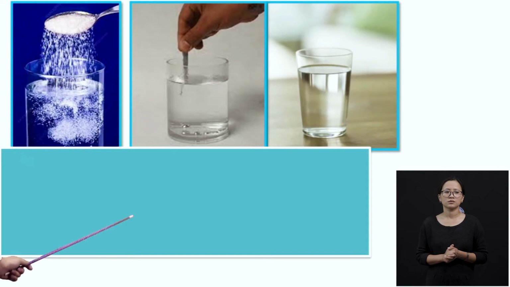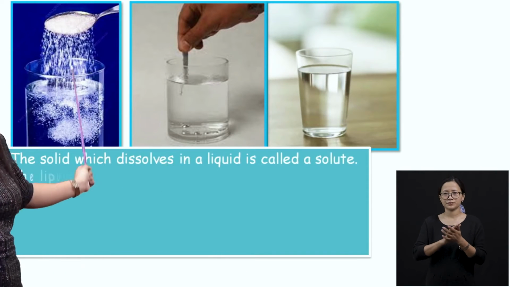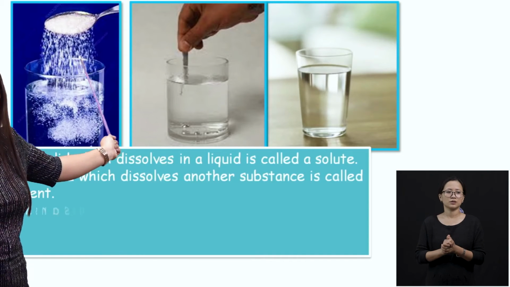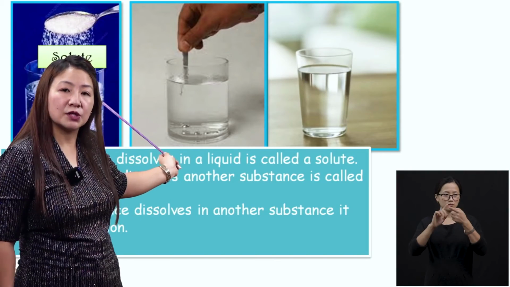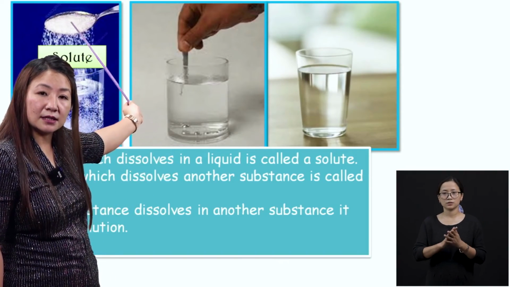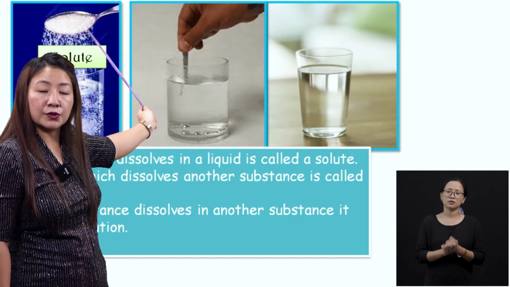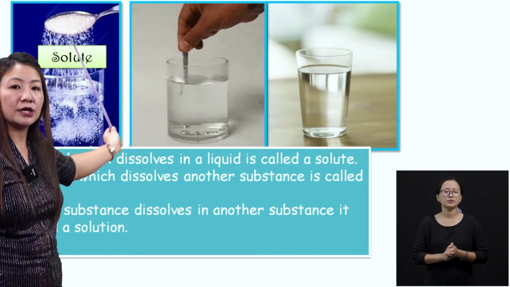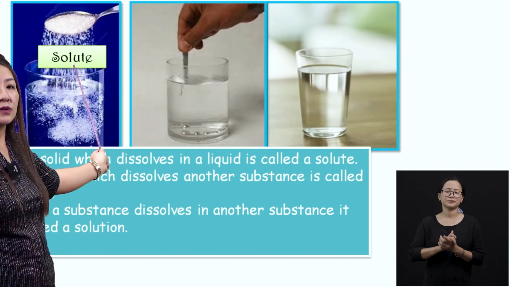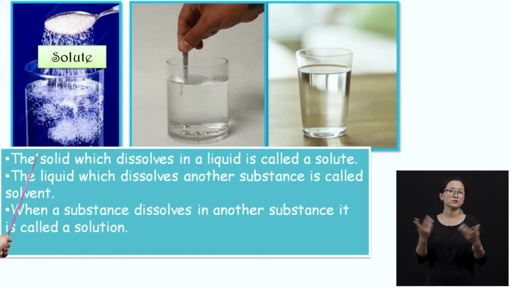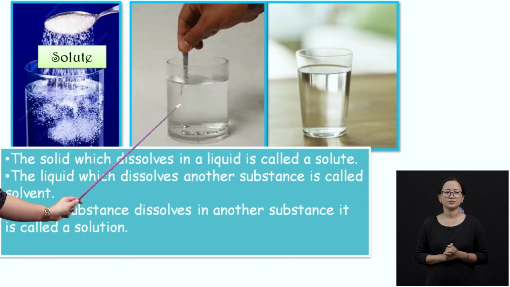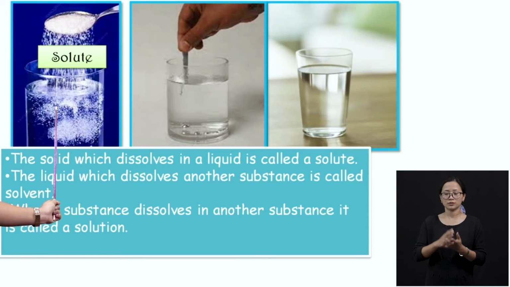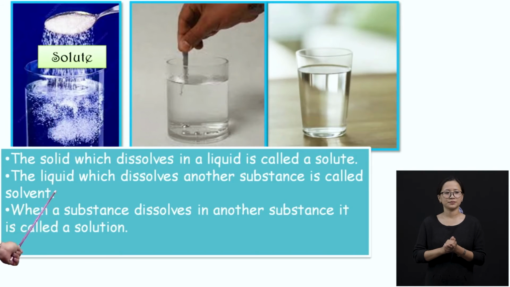Then let us see. The solid which dissolves in the liquid is called a solute. So, what is a solute, children? Solute is the solid. This sugar is solid. Yes or no? So you add this solid into the liquid. This is known as solute. The solid particles which dissolve in a liquid are called a solute. And what about the water? The sugar is dissolving in the liquid medium. So in this case, the water is the solvent.